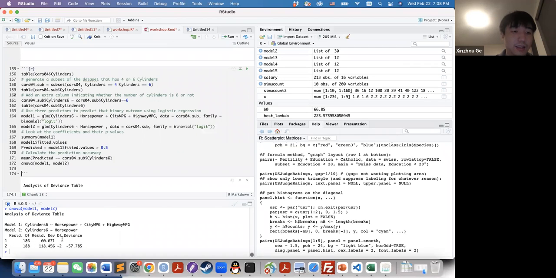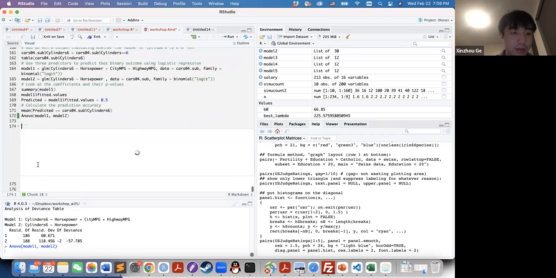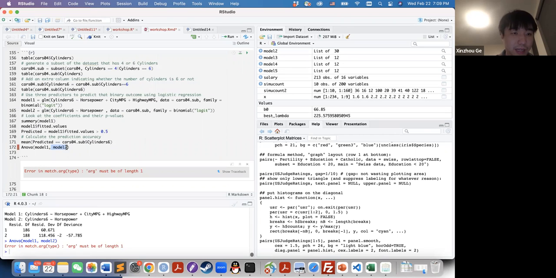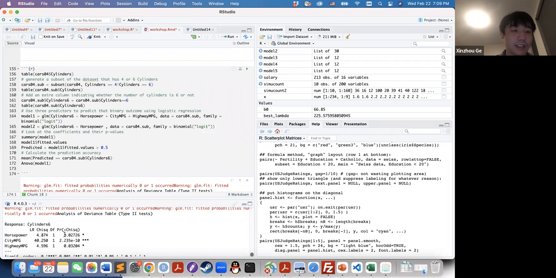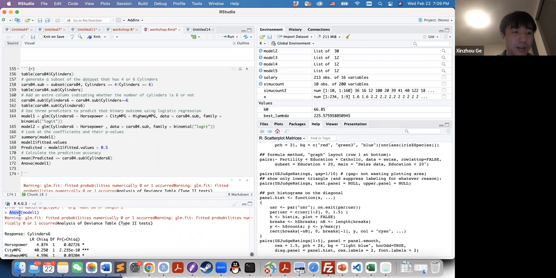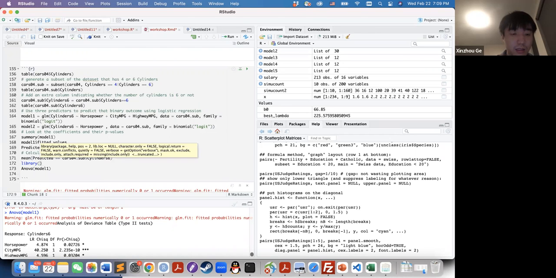We can see what's the change in the degrees of freedom, and what's the difference in the deviance explained. Here they don't offer us a p-value. If you want to get a p-value, you may need an ANOVA function provided by the MASS package. Yes, there is another function called ANOVA from the MASS package, and this will give you ANOVA, which can be used for logistic regression.